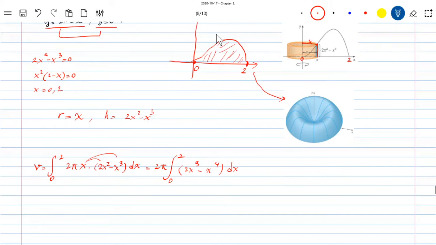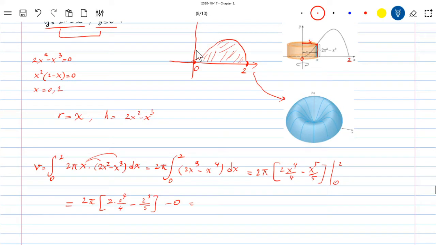Find the antiderivative. The 2 pi is still there. The antiderivative would be 2x to the 4 divided by 4 minus x to the 5 divided by 5. Evaluate from 0 to 2. If you replace 2 into the function, what you get is 2 pi times 2 times 2 to the 4 divided by 4 minus 2 to the 5 divided by 5. And if you replace 0, we get simply 0.